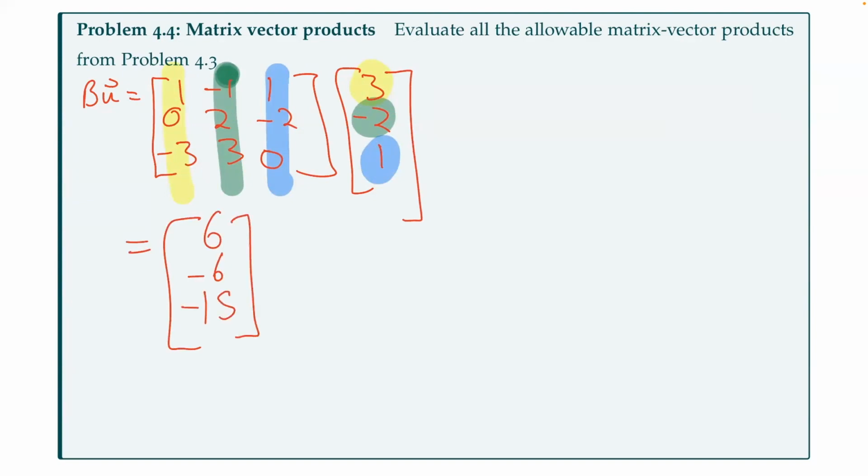Can I see a show of hands of who got that? Fantastic. The next one was C times U. So here we've got 5, 0, 2, -1, 4, 1.